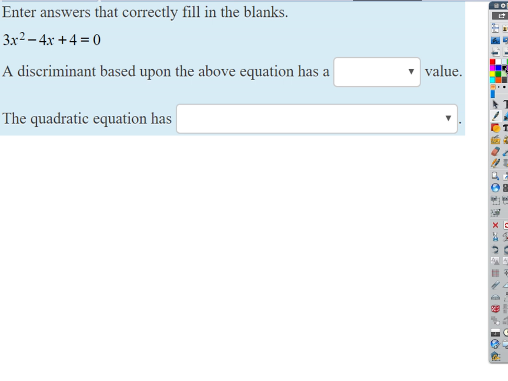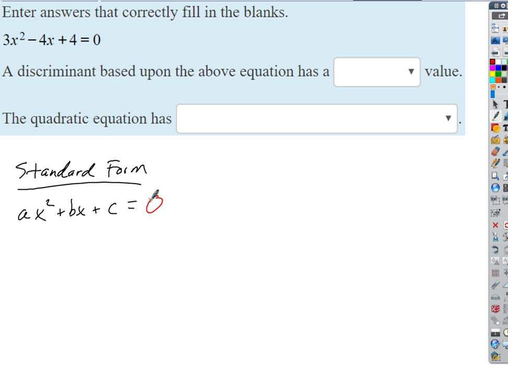Standard form. Good. And what is standard form? What is that? ax squared plus bx plus c equals, and this is important, what number? Zero, right? A quadratic equation in standard form is always set equal to 0. If it's in standard form, then every time we can use the quadratic formula.